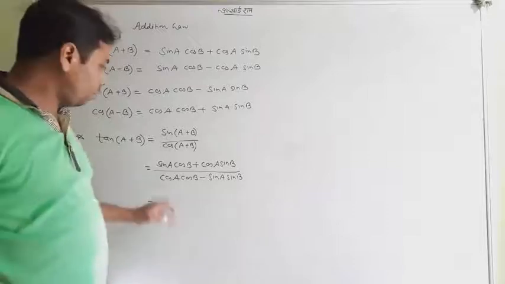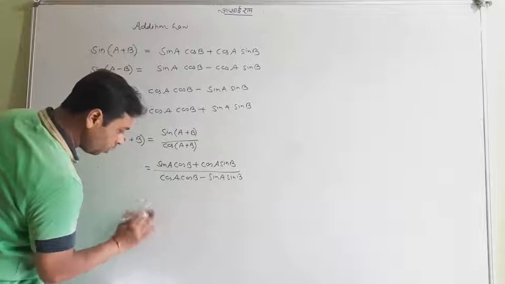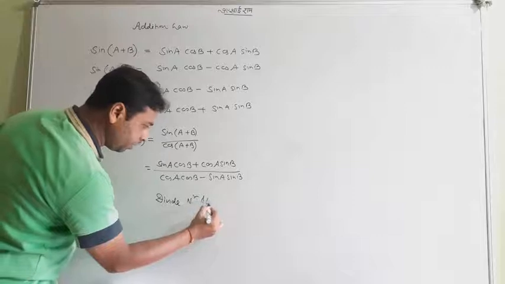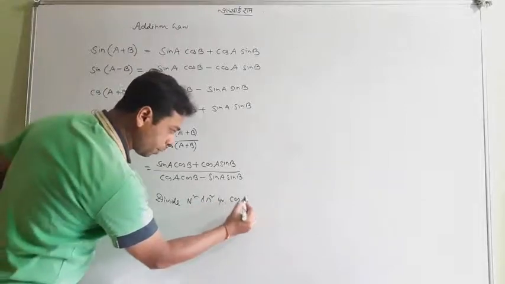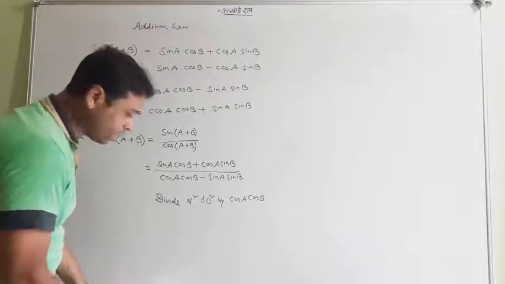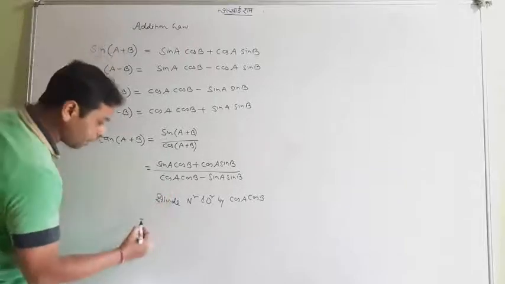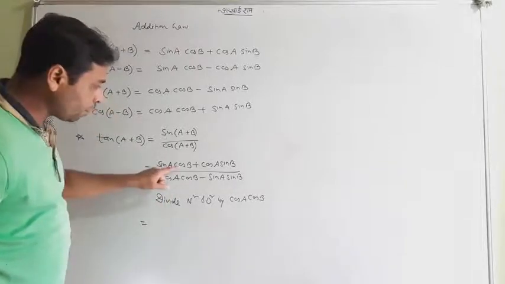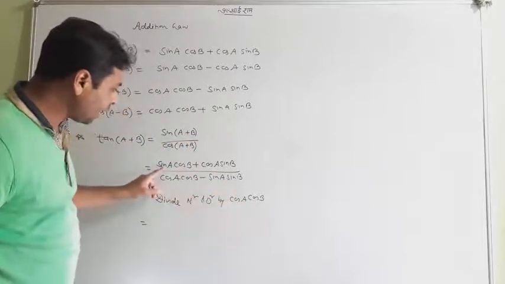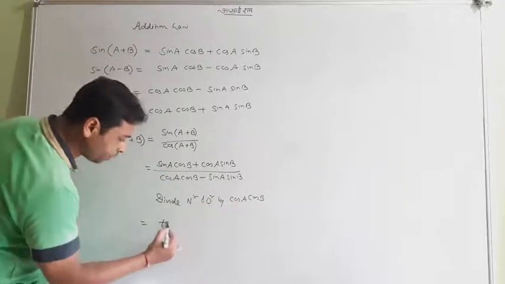What you do here, in the next method I tell you, you divide the numerator and denominator by cos A cos B. It will not come in the exam, just remember it right here only. So you divide by cos A cos B. What will happen now? Look at sine A cos B when divided by cos A cos B. So cos B and cos B will cancel. Sine A upon cos A will remain, which gives us tan A.